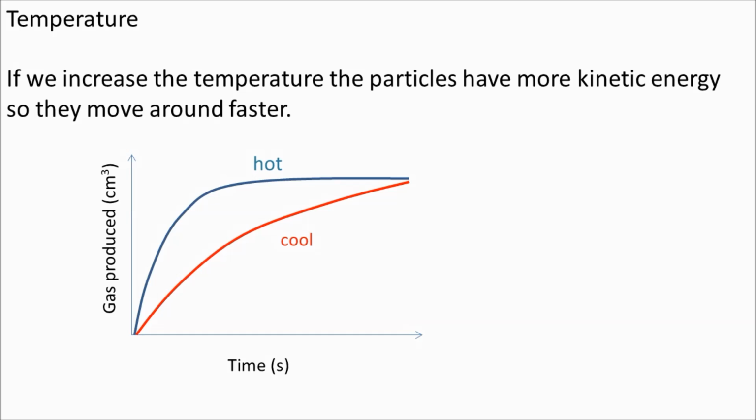This graph shows the hotter the conditions, the faster the reaction occurs. But, given time, the same amount of product is formed. It's just that one does it slower than the other.